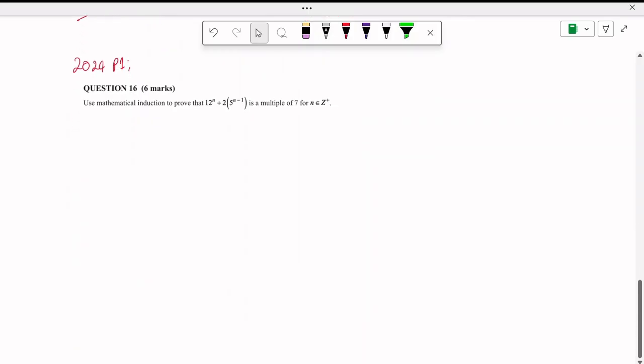It's a 6 marker, it's a big question. There's no scaffolding along the way. So because there's no scaffolding, this is a complex familiar question.